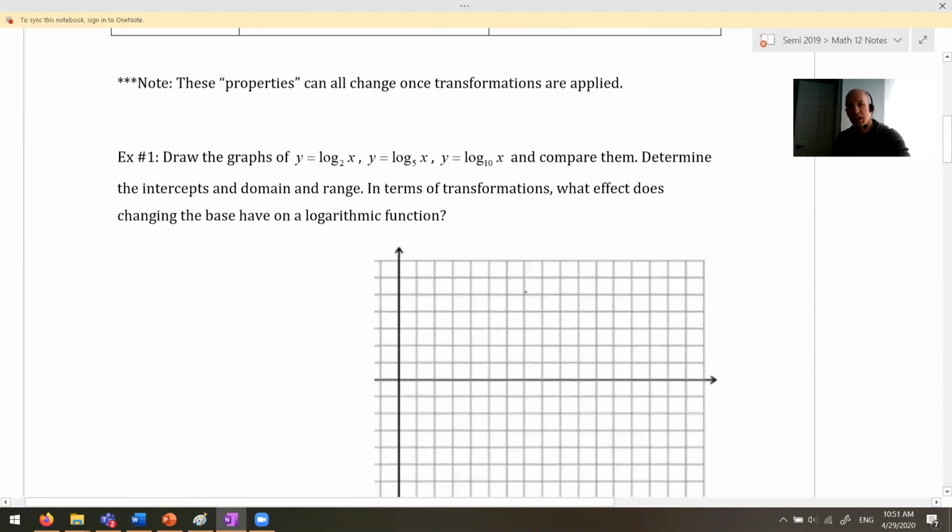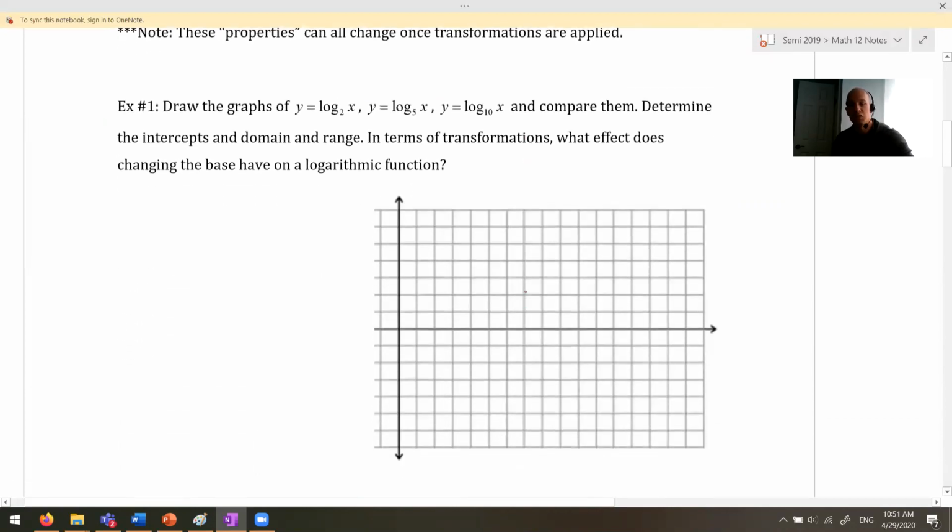What would be really handy here is if we took a second and drew some log graphs with different bases, because that's what's going to ultimately change the shape of it, as well as transformations later on. We're actually going to see that changing the base from a 2 to a 5 or 10 is kind of like a transformation, but a little non-standard one. So right now, let's just have a little look.